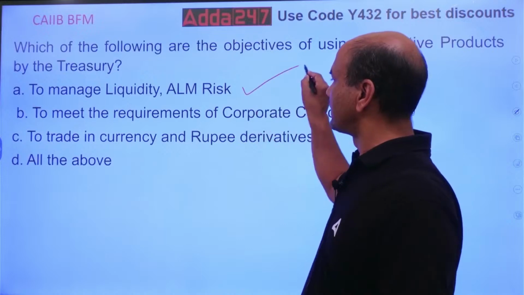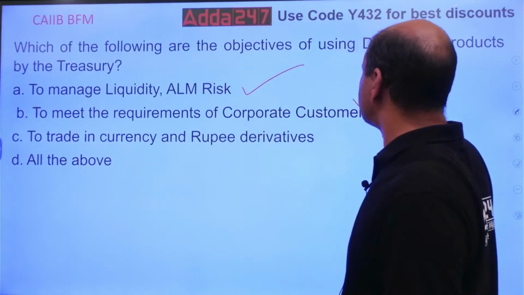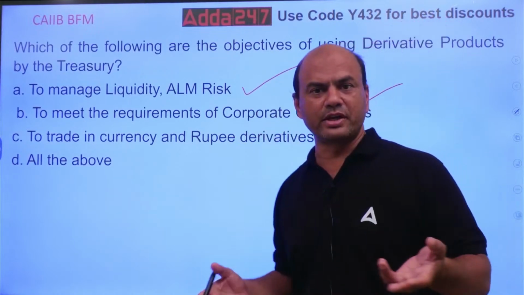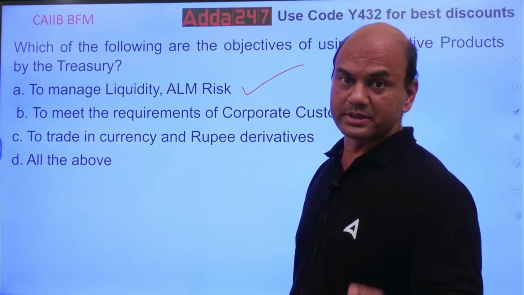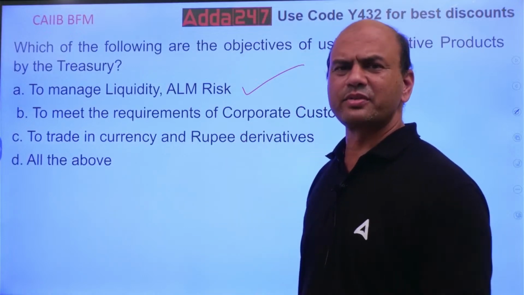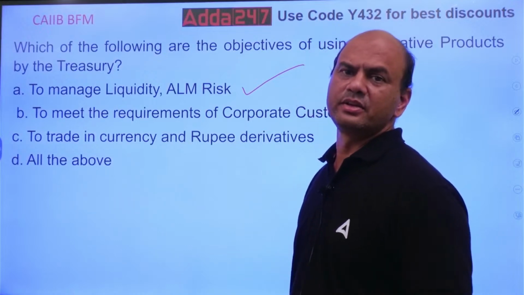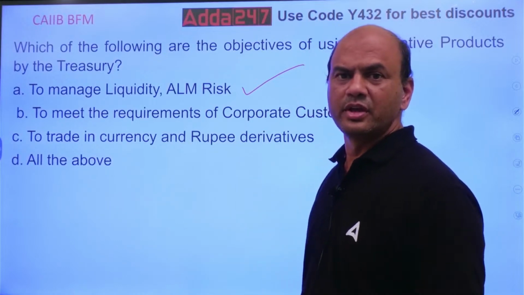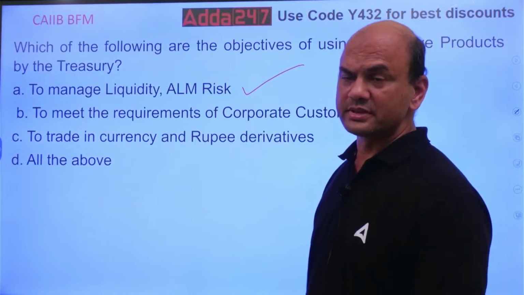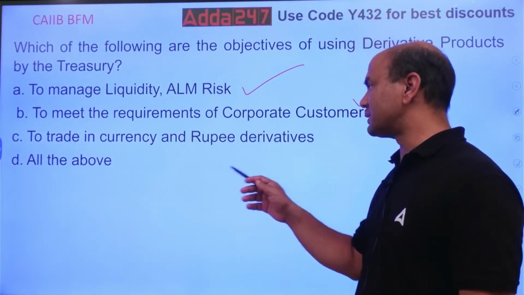So this is correct. Corporate clients also, see here, as you need to safeguard your position using derivatives, options, similarly clients also require the same. So they will buy the options through you. That's it. You are an agent over there. You will get a commission, isn't it? To trade in currency and rupee derivatives.